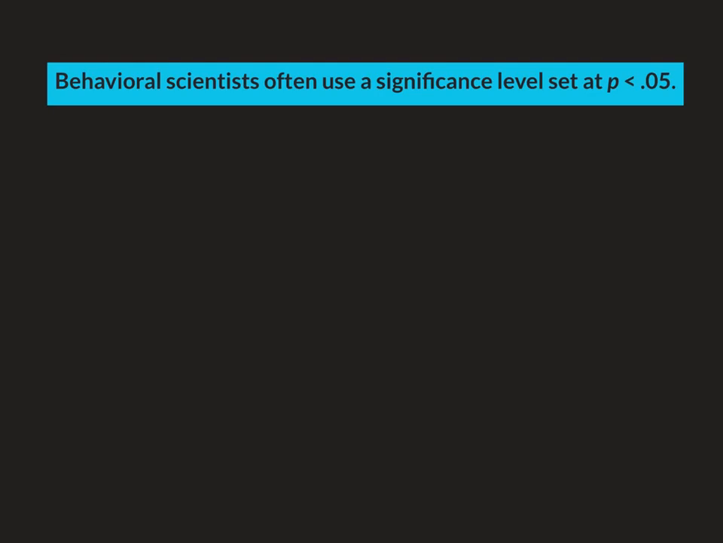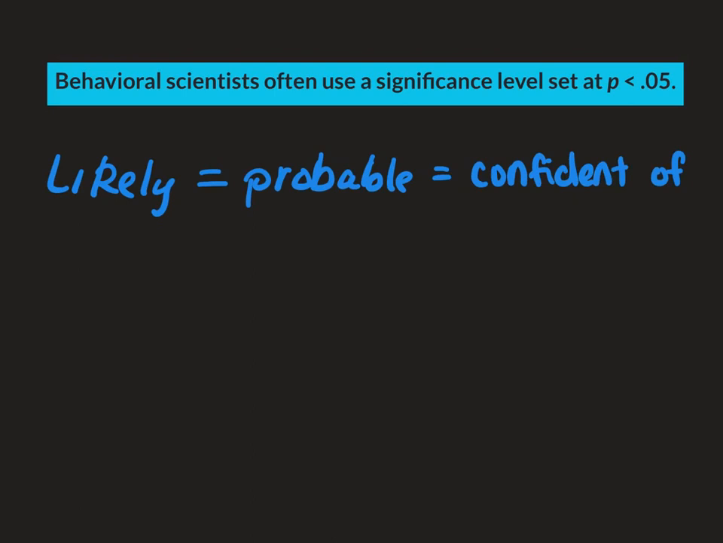Notice that I've been using the word likelihood, and likelihood is all about probability. This is because behavioral scientists use what's called a confidence level to determine whether the result is significant. Typically, we need to be at least 95% sure that our hypothesis is correct before we're able to conclude that our results are statistically significant, and thus we can support our hypothesis and reject the null.